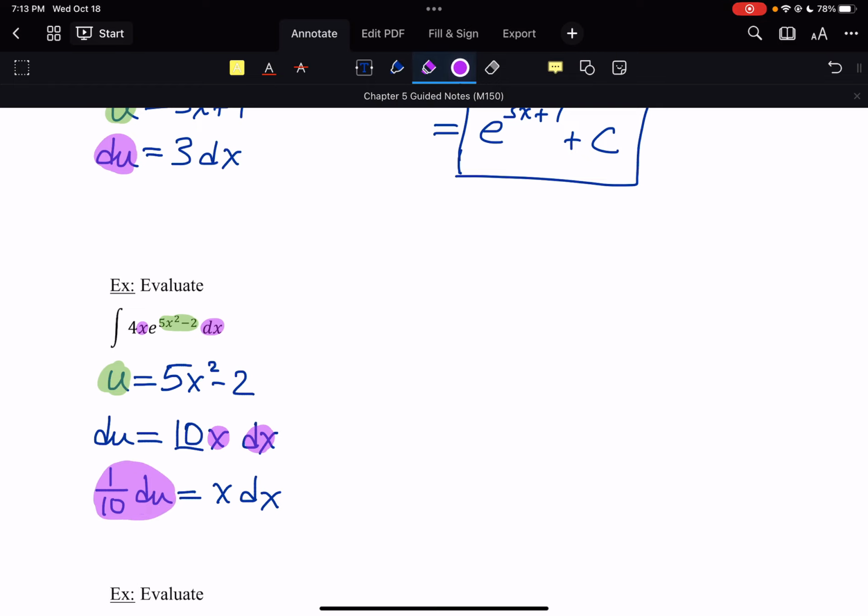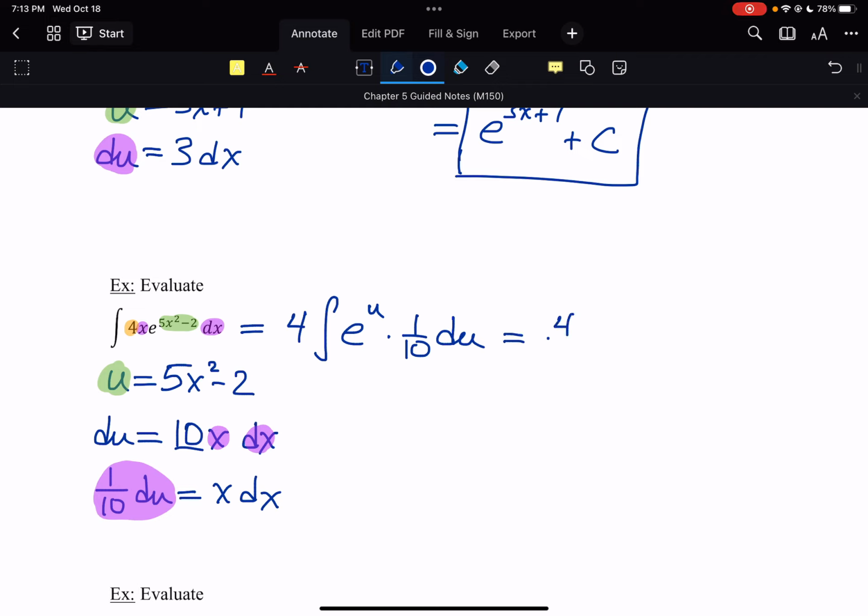Now notice with this one, something extra here. There's a 4 out in front. The nice thing is because 4 is just a constant, it doesn't impact anything. It doesn't change anything. In fact, you can just pull it out entirely. You can just pull the 4 out to the front here and now do the substitution. So we get e to the u times 1/10 du.